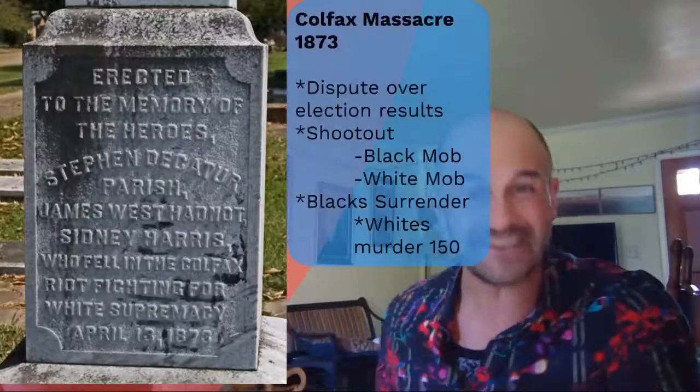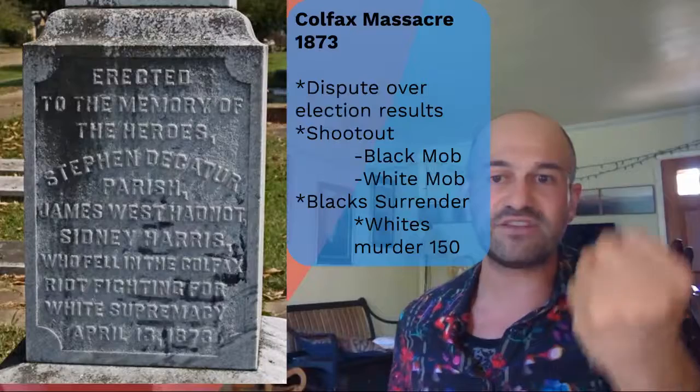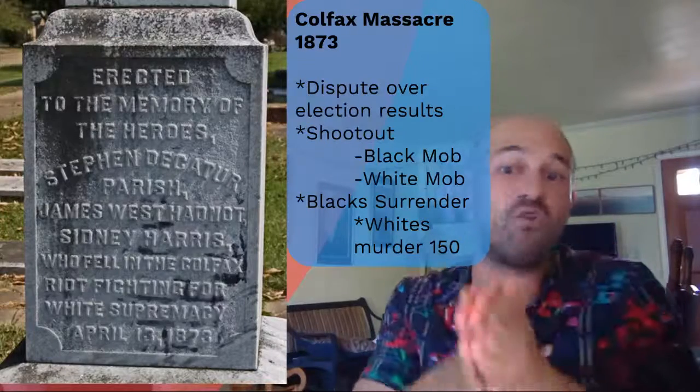So check out this monument that I just did a little bit of research on. I think it's still there today. "To the memory of the heroes Stephen Decatur Parrish, James Weston Knott, Sidney Harris, who fell in the Colfax riot fighting for white supremacy." Yay, white supremacy.